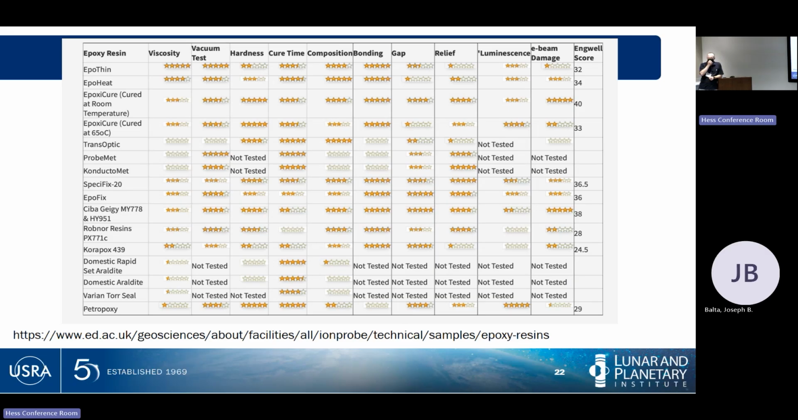This is a lab that had too much time on their hands, first of all. But if you're running an ion probe lab, you really care about some of these properties, because you're mounting 1,000 zircons and you want to make sure you do this correctly. So you spend your time making sure you know what you want to mount things in.